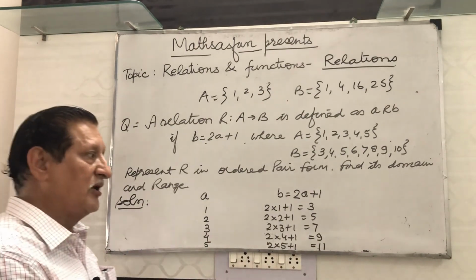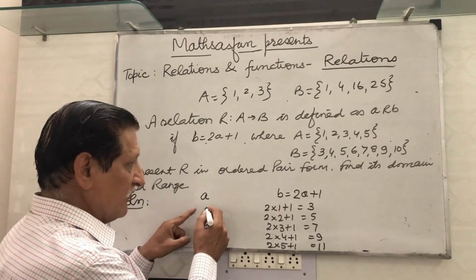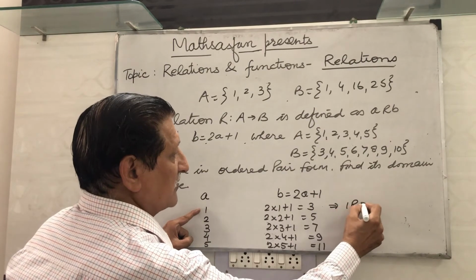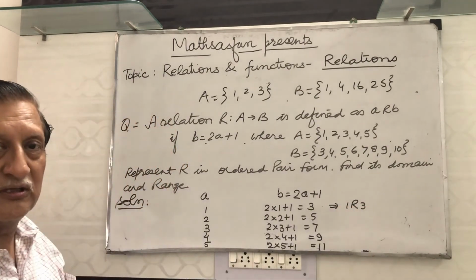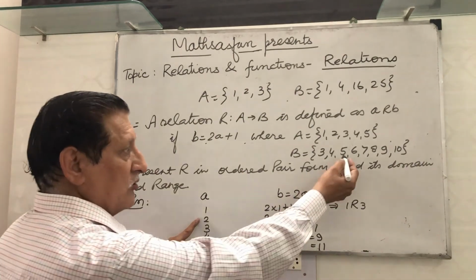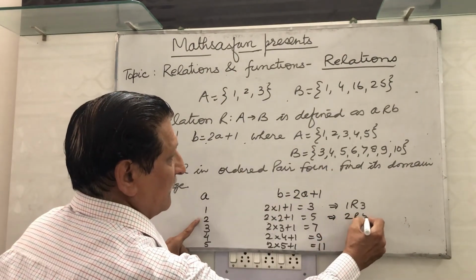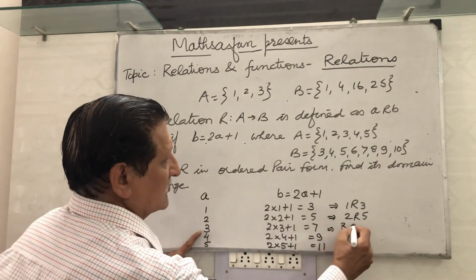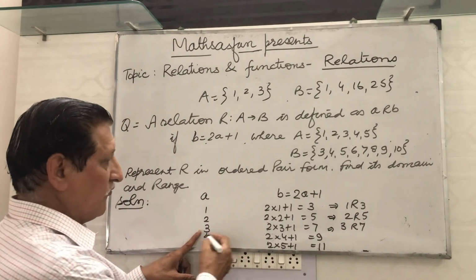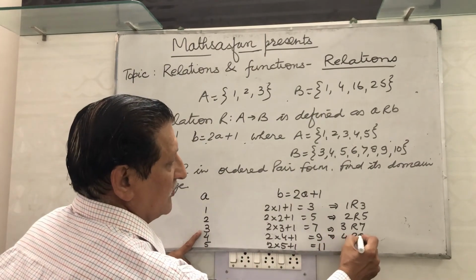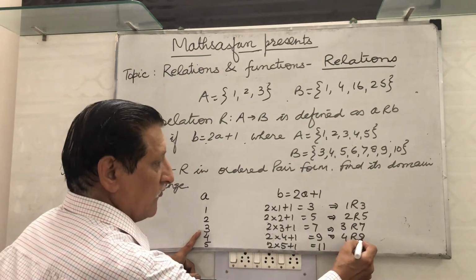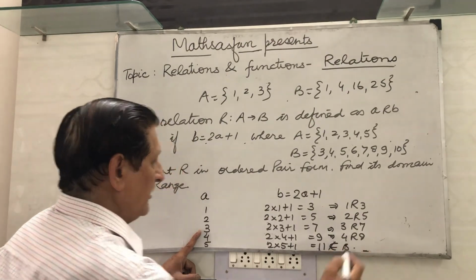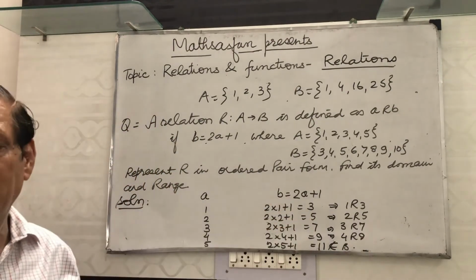We have taken all the values of 2a plus 1 according to a. Let's see now whether they are available in set B or not. See, when we take 1, 3, yes, 3 is available. So we can say this implies that 1 is related to 3. 2, 5. 5 is also available. So we can say 2 R 5. 2 has the relation with 5. 3, 7. 7 is also available. So we can say 3 R 7. Similarly, 4 and 9 are there. We can say 4 is related to 9. And then we find 11 is not there, so we can write 11 does not belong to B. It means 5 does not have any relation with anyone.